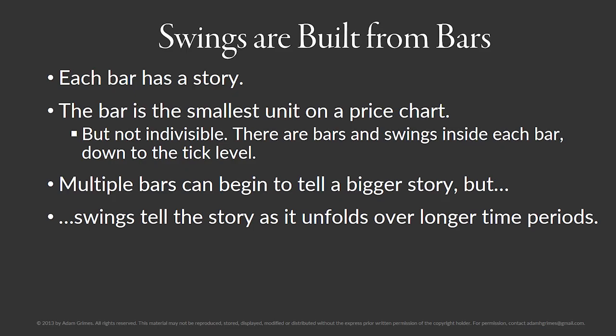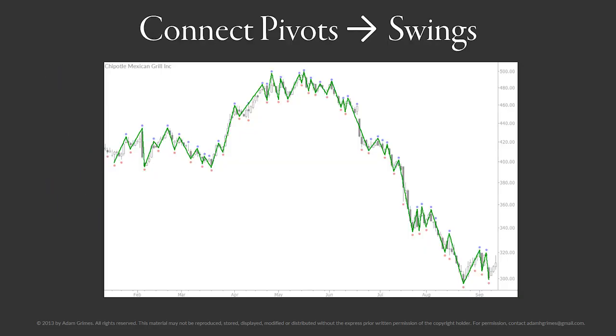Swings happen when we put bars together. Each bar has a story. Yes, we know that. The bar is the smallest unit on the price chart. We know there's stuff inside the bar that we can't necessarily see, but we can make some very intelligent guesses about. We start putting these bars together. We start to see some other things. We've done that in chart stories, but swings really tell us what's going on with the stock. And creating swings is very easy.